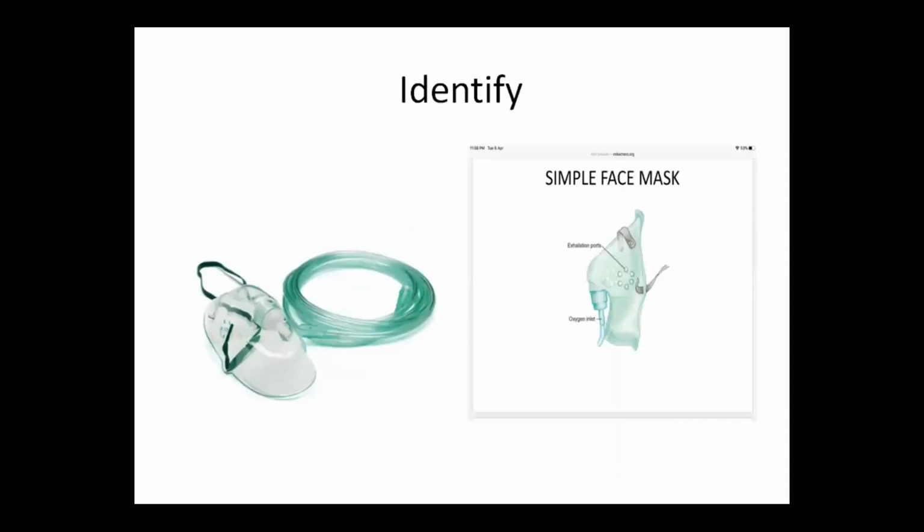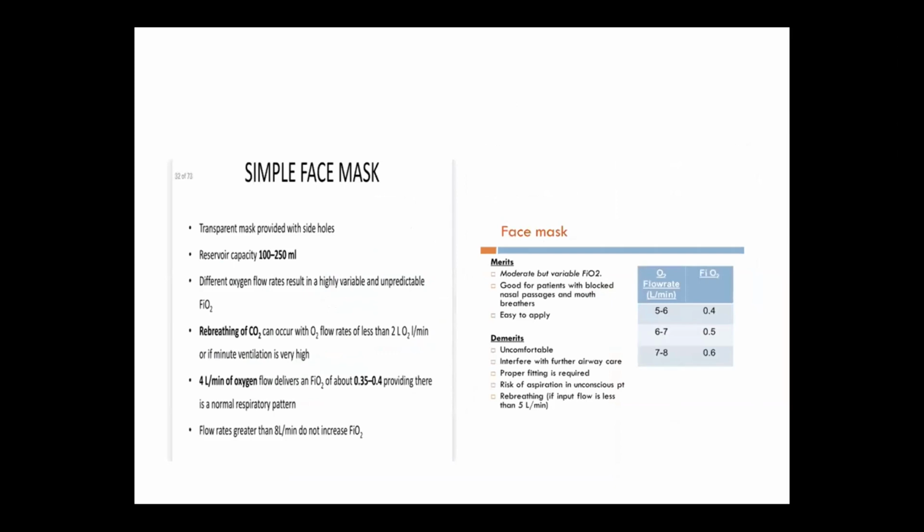Similarly, next is the simple face mask or the Hudson mask. A very common instrument. We see it on a daily basis. You should be well aware of this instrument. Again, it's a low flow device with a variable performance system. The reservoir capacity of this mask is around 100 to 250 ml. Different oxygen flow rates would result in highly variable and unpredictable FiO2.